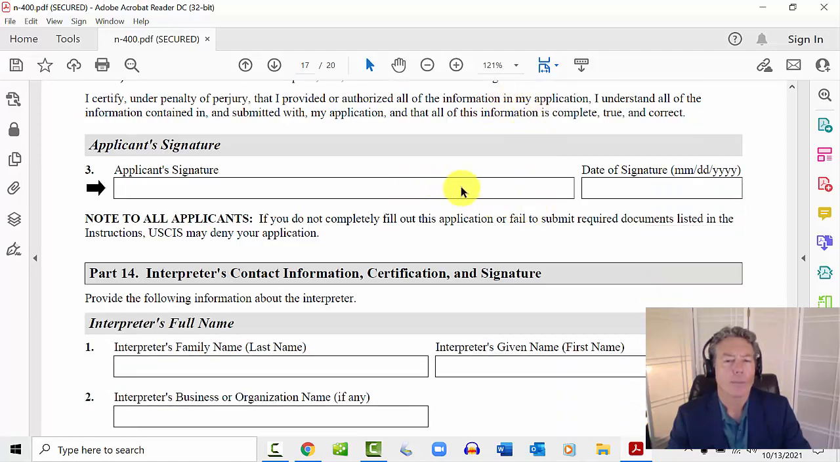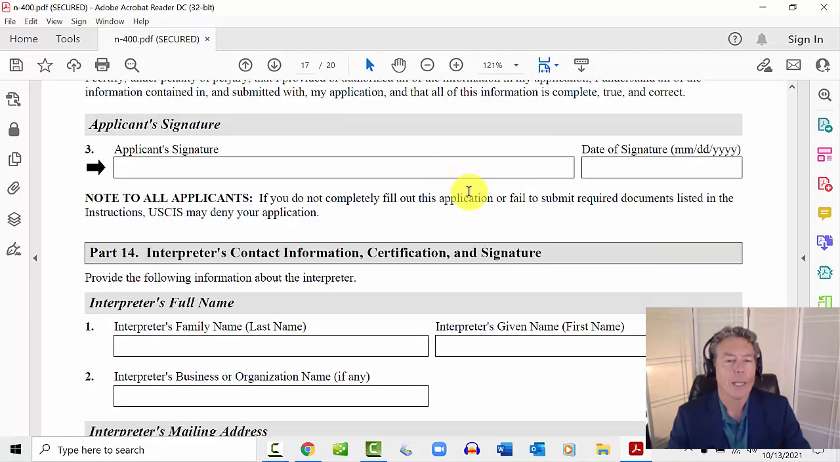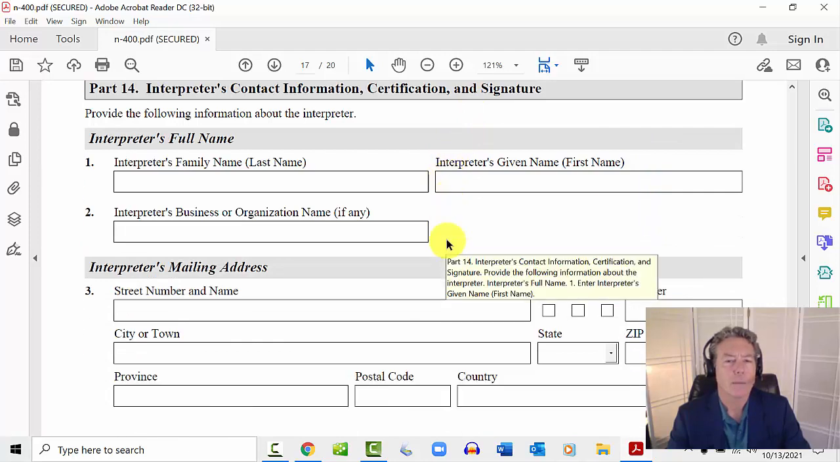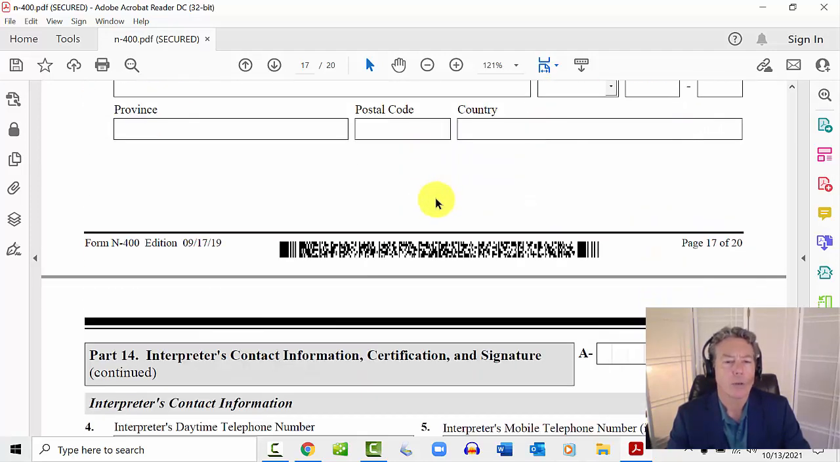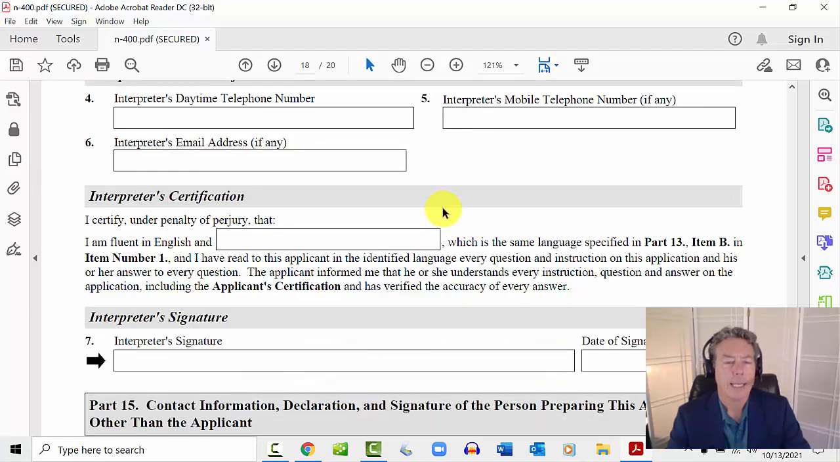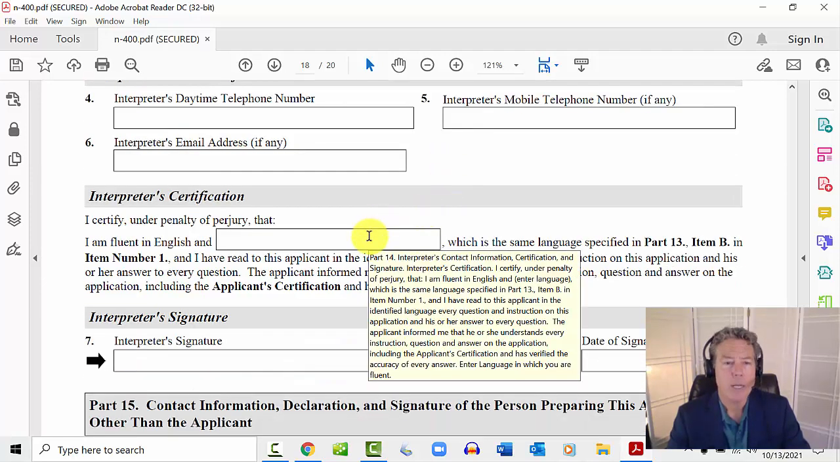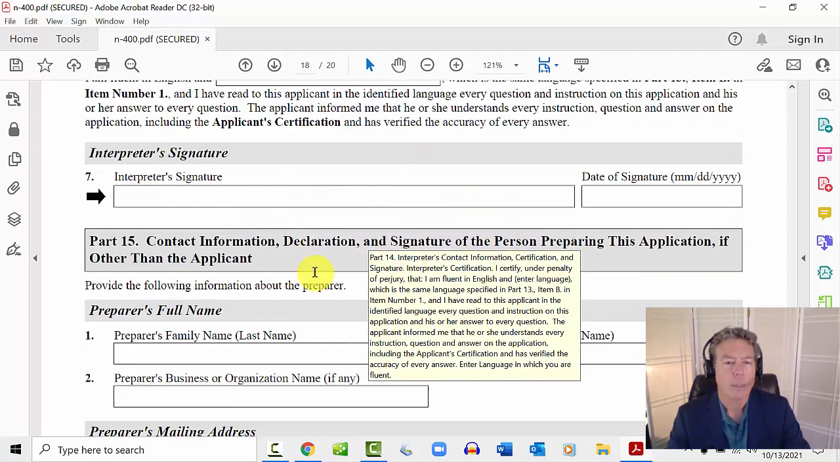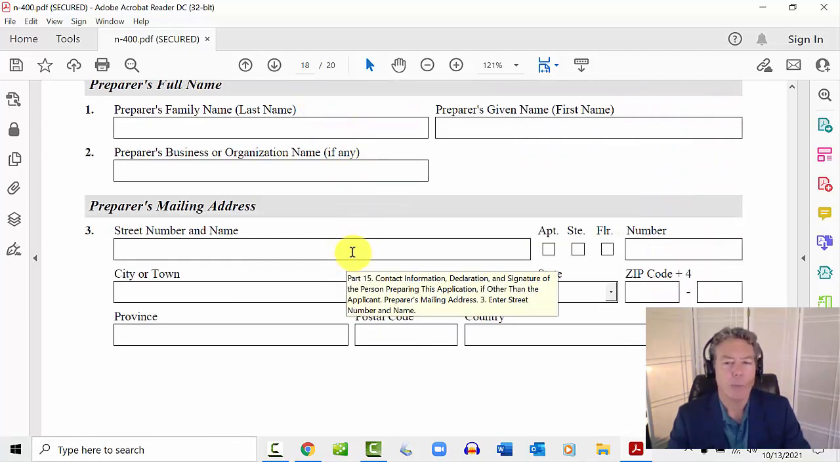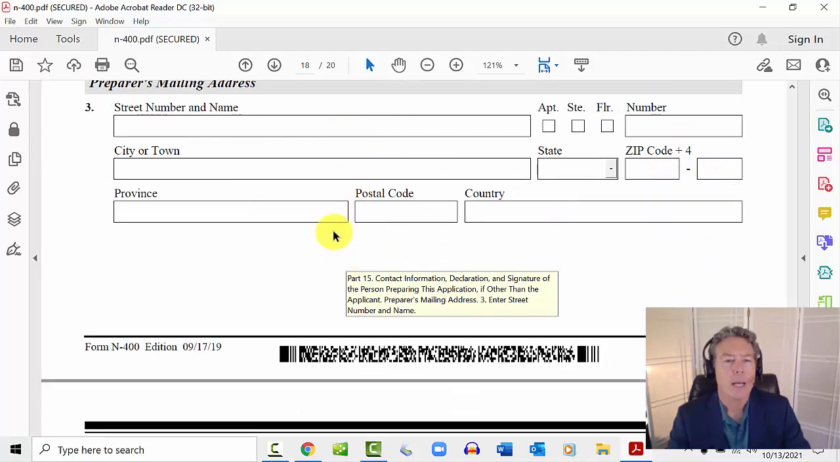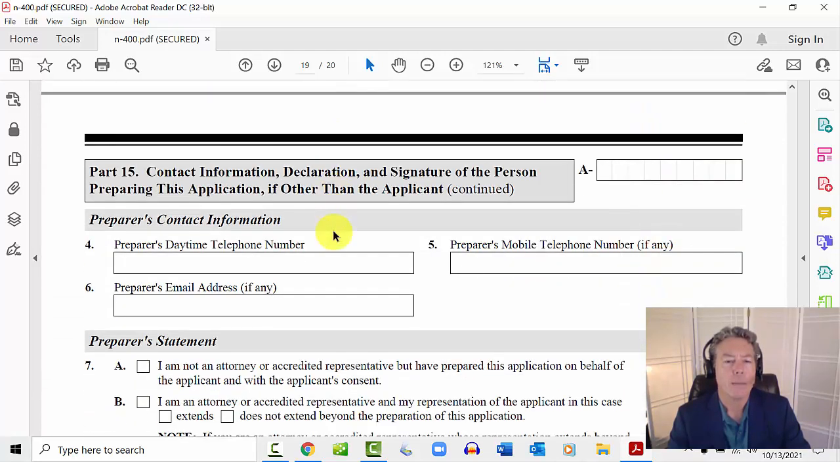And your signature. Right. And then here's your interpreter spot. They're going to put their information in: mailing address, contact, and your interpreter's language and signature. And then the preparer. So if I'm doing it, then I'll do the preparer part, and I'll put in all my information.